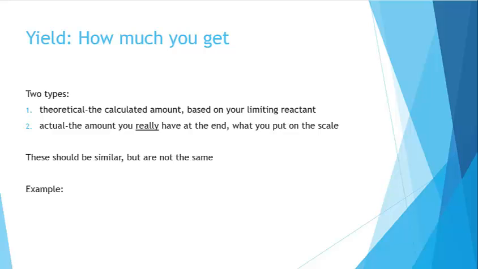And there's the actual yield, and this is the amount you really have at the end. So like what you collect in your filter paper, what you have in your beaker, what you can put on the scale. Okay, they're similar but not the same. Let me give you an example.